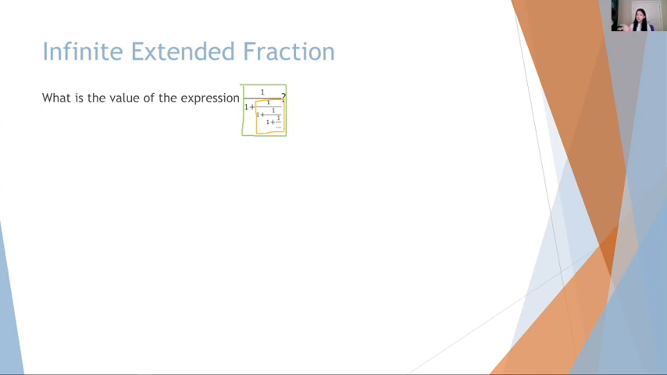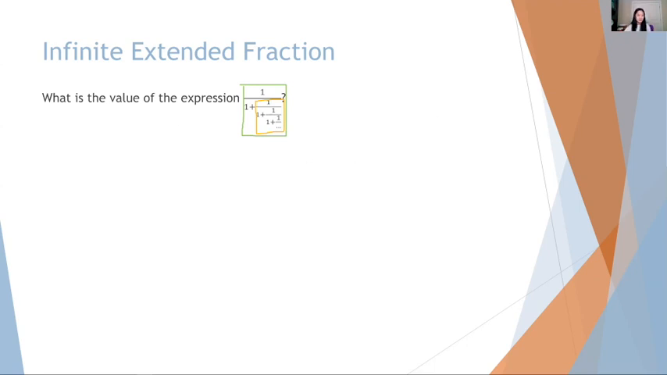And we know this because it's infinite, right? The orange box doesn't feel like it's the same because it's in the denominator of the first one. But if you take them apart, you see that they're the exact same because, again, they're infinite. There is no ending point.